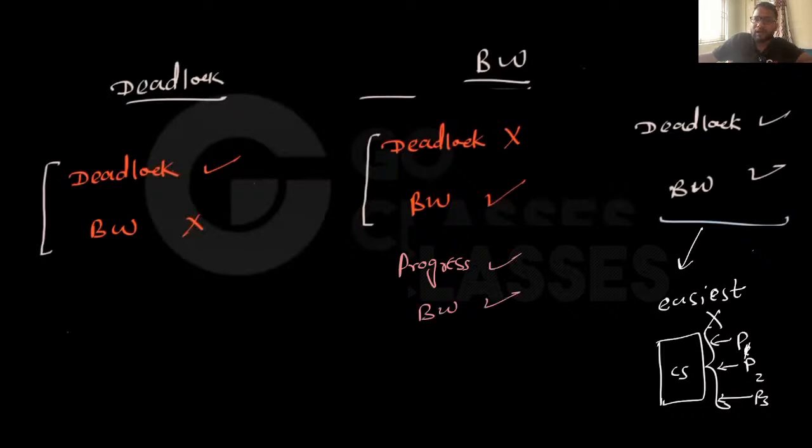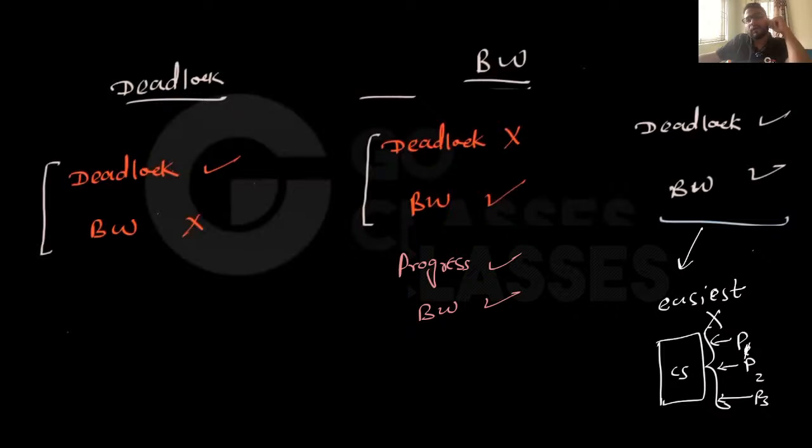If there is some nice solution, in that solution maybe you can have these things, right? Progress and bounded waiting both satisfied. Maybe the Peterson solution is one of them. The progress and bounded waiting both are satisfied, and there are many solutions where both are satisfied. Now let's see a case where you have a deadlock, which means there is no progress, and bounded waiting is also not there.